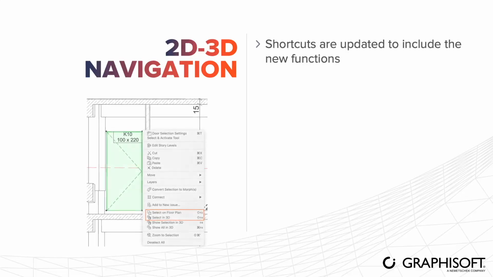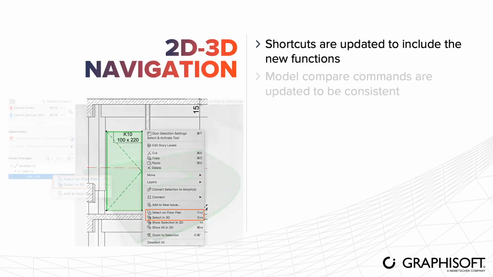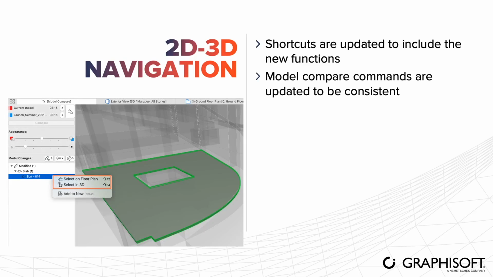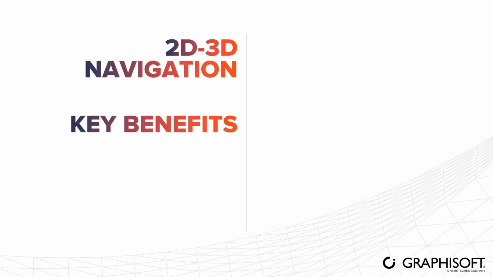Now let's highlight some important topics here. Shortcuts were updated with the brand new 2D, 3D navigation commands, and you can find them in the context menu next to the commands, or you can also check the shortcuts from the Work Environment menu. Another update is that the model compare commands are also updated to keep the consistency in Archicad. When you compare the models and list the changes, you can right-click on any element and Archicad will bring the Select on Floor Plan and Select in 3D commands.